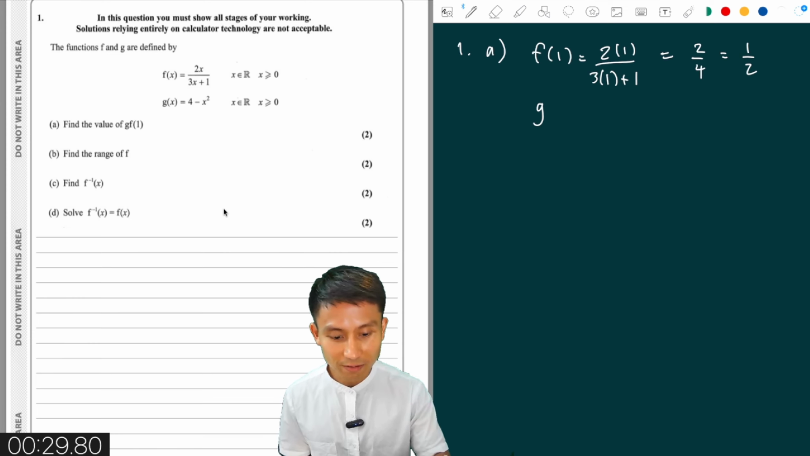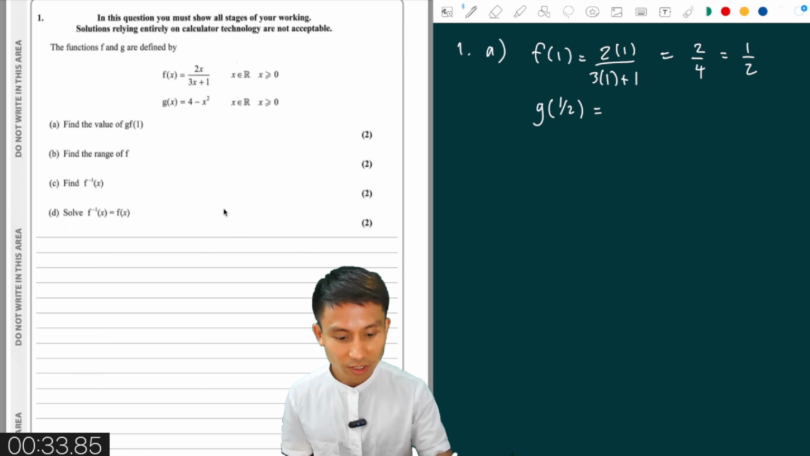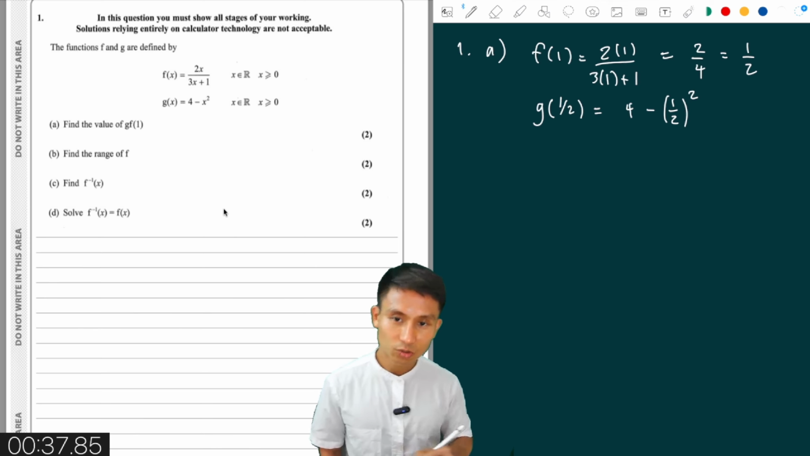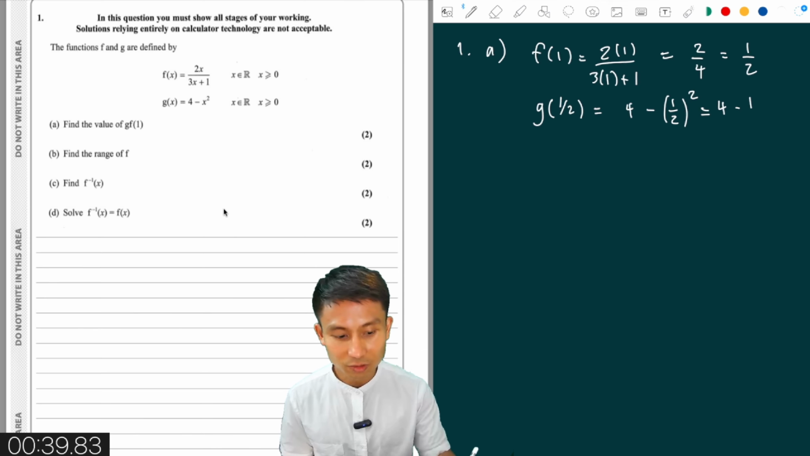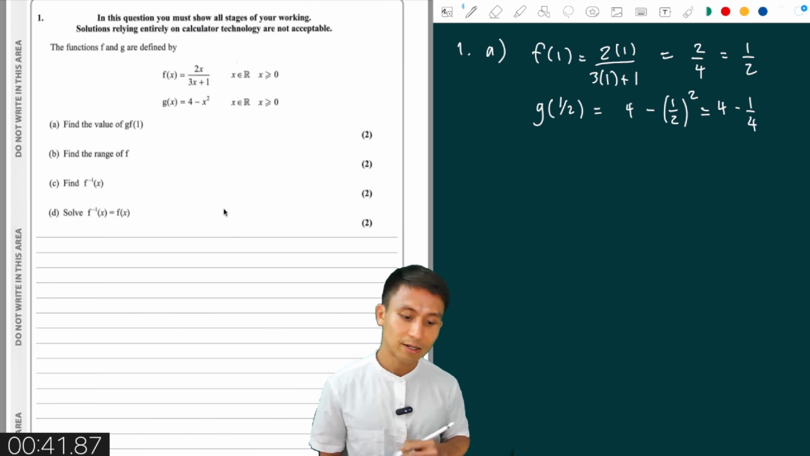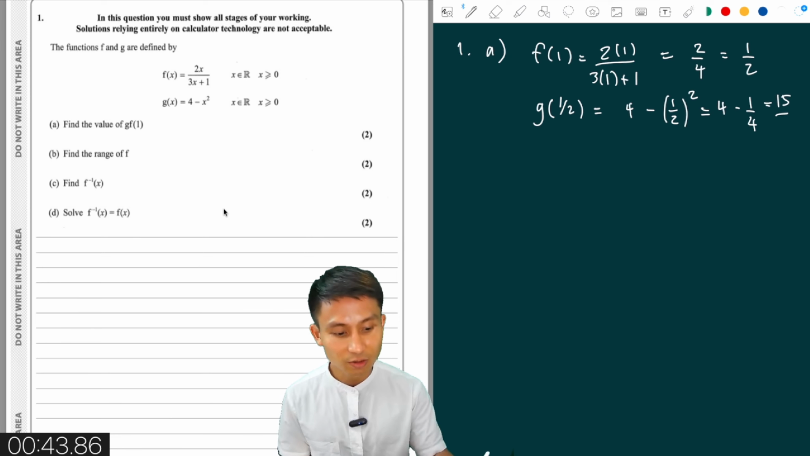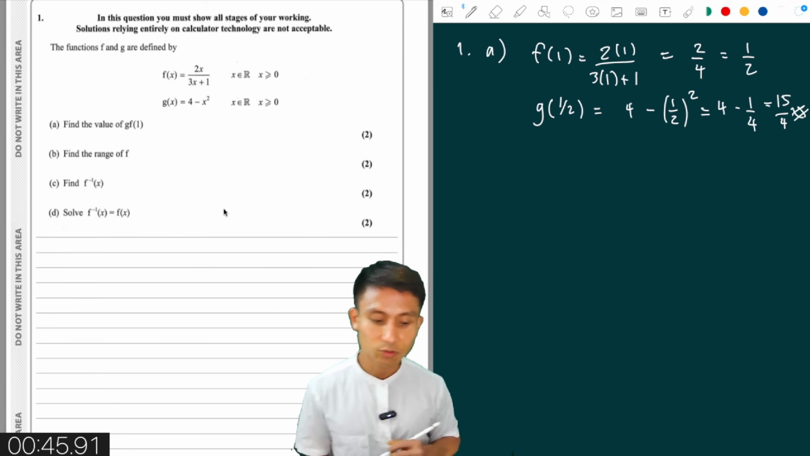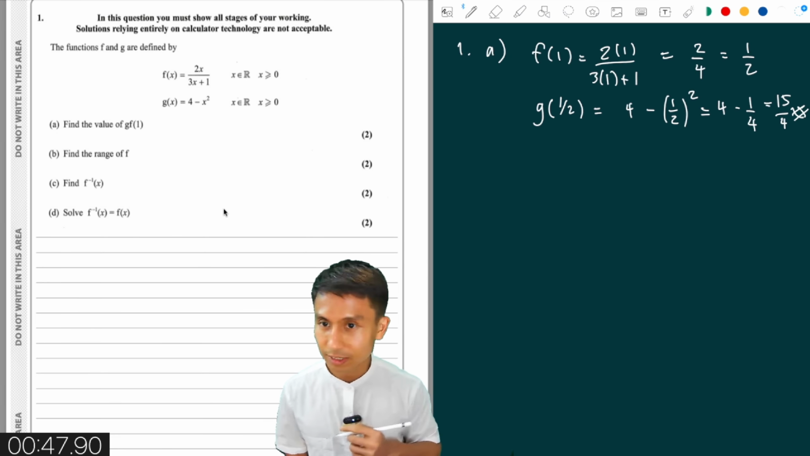And then we do that for g(x). So we sub 1 over 2 into the g. We get 4 minus a half squared. So that would be 4 minus 1 over 4. Right? So that would be 15 over 4. That's the first one.